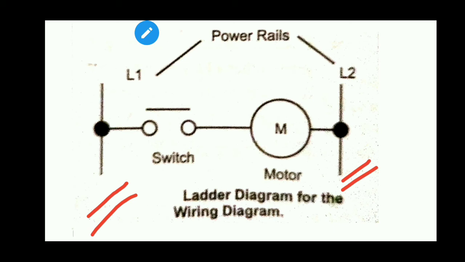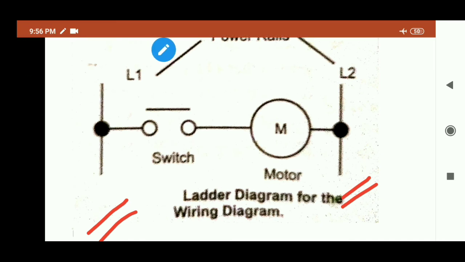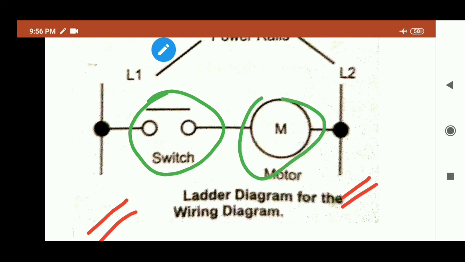Both diagrams have the switch in series with the motor. You can see in this figure the same switch placed in here and the motor, which is placed in series with the switch. The switch is similar to the previous diagram, and one motor is placed in here. The switch and motor are in series. So it is a basic ladder diagram of that electric circuit.